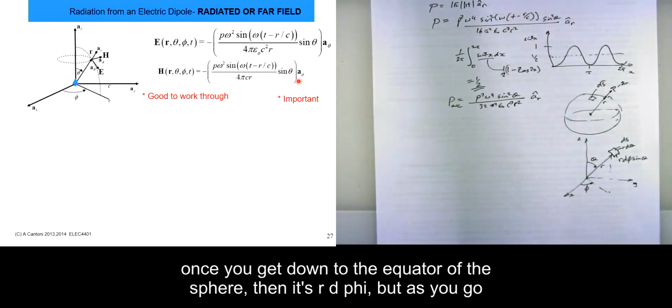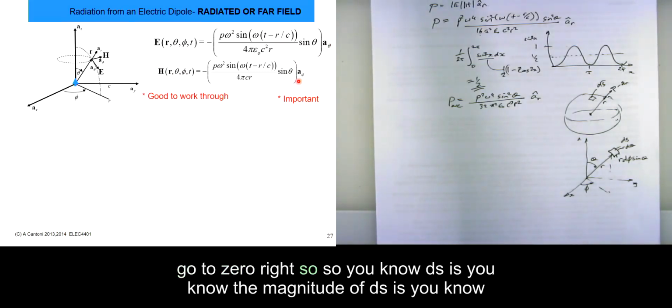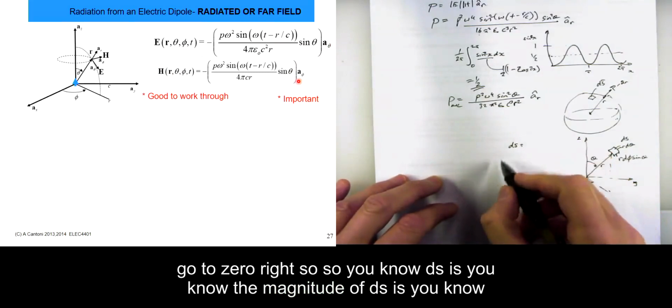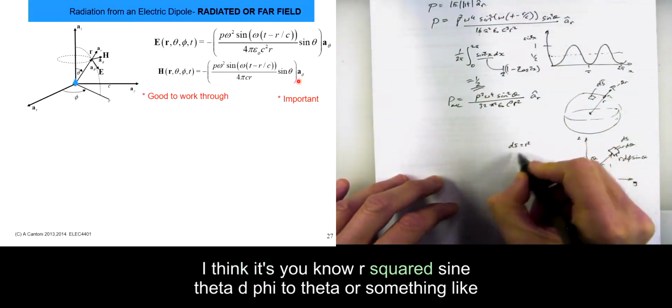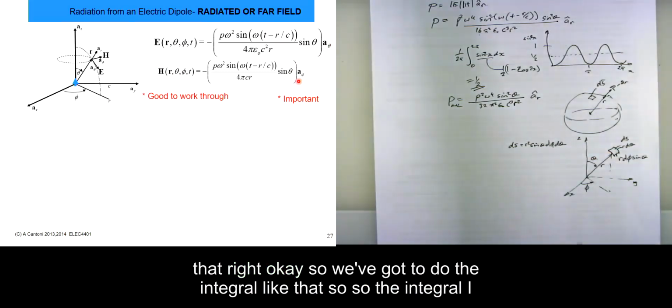Of course once you get down to the equator of the sphere, then it's r d phi, but as you go up to the poles, then you're going around a smaller circle, so it's going to go to 0. So the magnitude of ds is, I think, r squared sine theta d phi d theta or something like that. So we've got to do the integral like that.